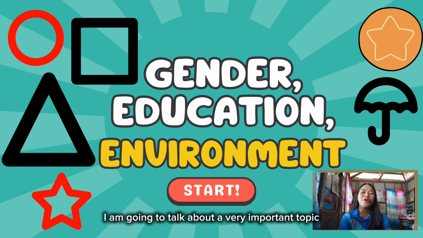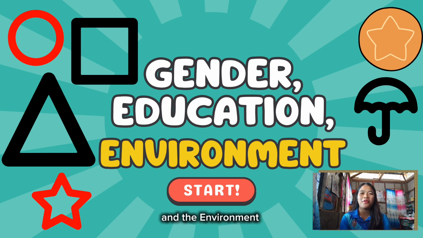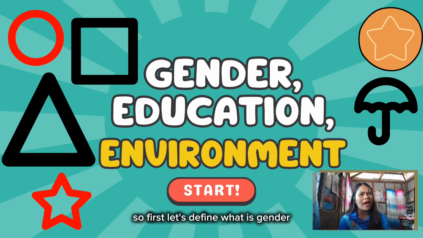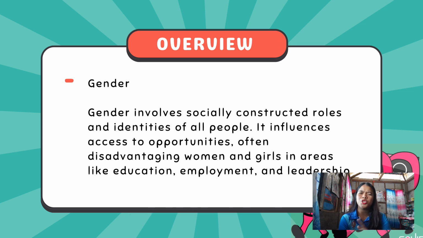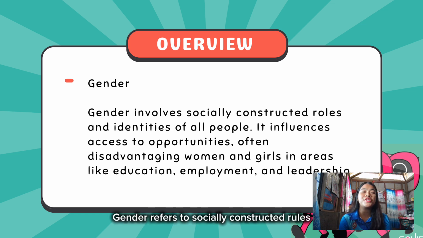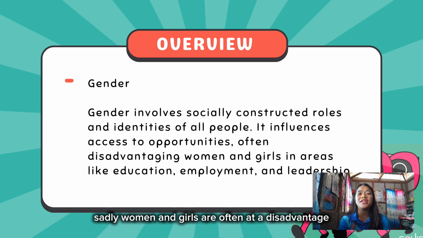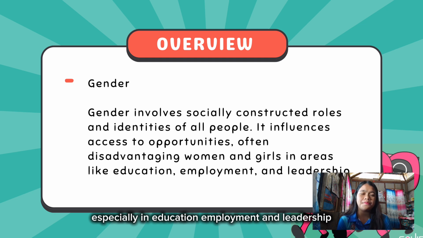So today, I am going to talk about a very important topic about gender, education, and the environment, and how they are all deeply connected. So let's begin by understanding each concept. First, let's define what is gender. So gender refers to the socially constructed rules and identities of all people. These rules influence how we access opportunities and other matters. Sadly, women and girls are often at a disadvantage, especially in education, employment, and leadership.